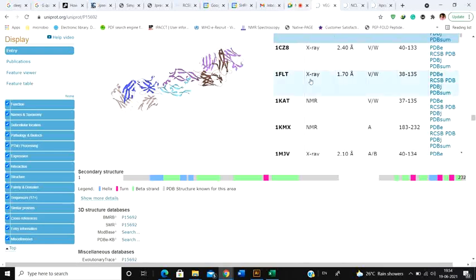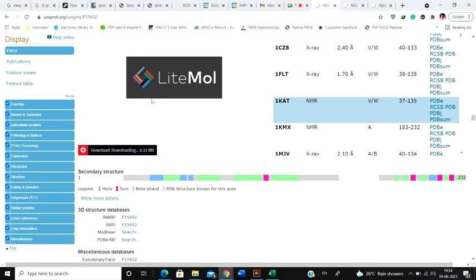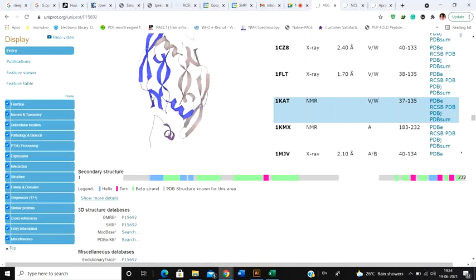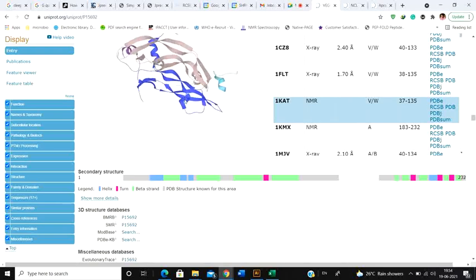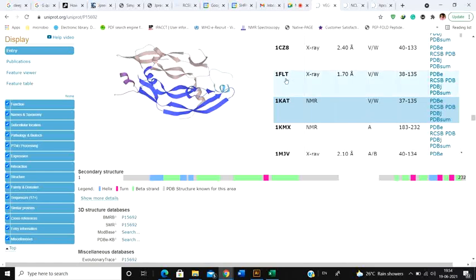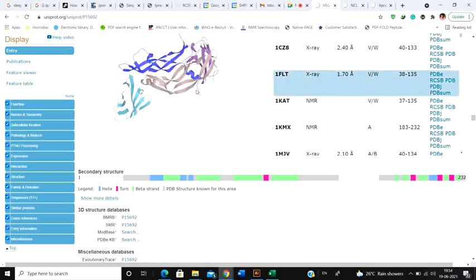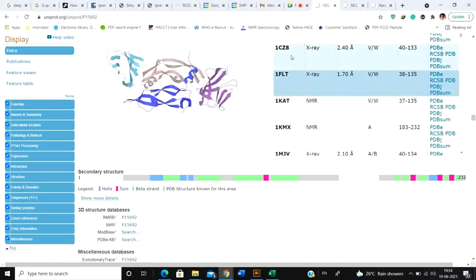Okay, so that's what you can actually see, that these structures are solved by X-ray. This is also another structure solved by X-ray, whereas these are the structures solved by NMR. So if you click on the NMR structure, it's going to load up the NMR structure like this. This is the NMR structure. Now again, if you click on X-ray, it's going to load up the X-ray structure. This is another structure. Okay, so like that you get to see the structure and all.